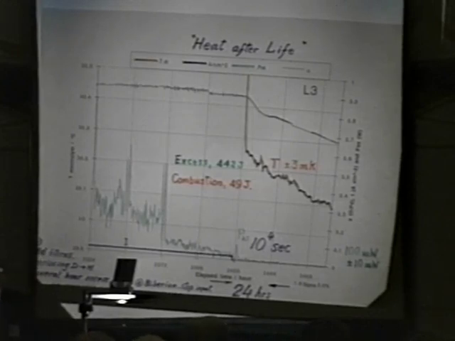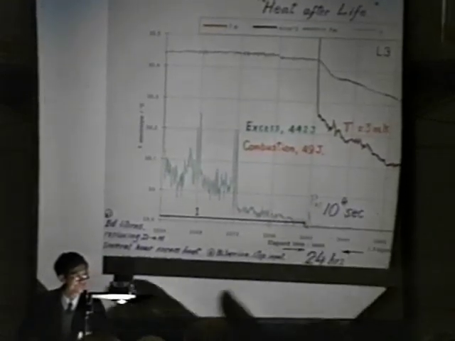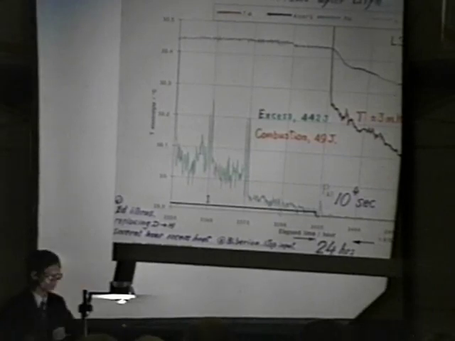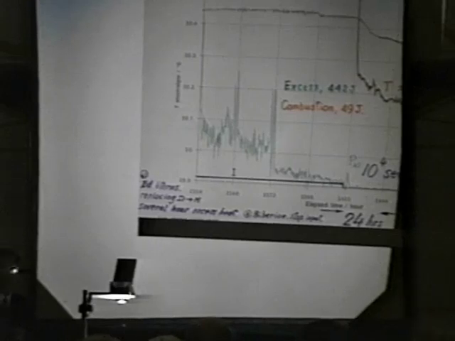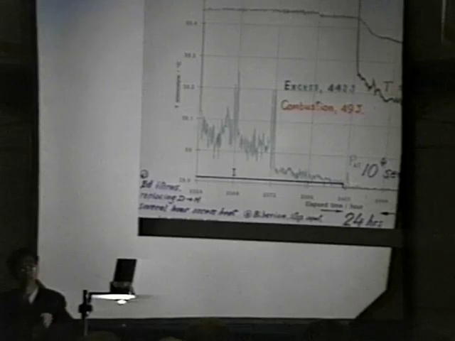Yesterday when I listened to the talk given by Ed Storms, he talked about a phenomenon of replacing the deuterium in the electrode by hydrogen. He said it takes several hours. The excess heat keeps going, even when you try to put the hydrogen in.